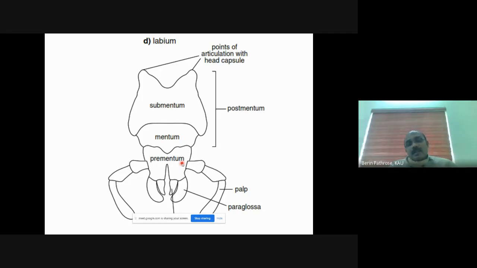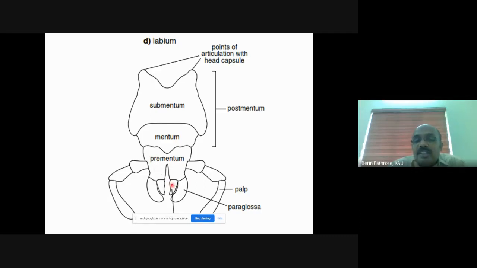But in labium, there is a slight difference. The postmentum is further divided into basal submentum and distal mentum. So, just like cardo, we have postmentum, but it is further divided in labium into submentum and mentum. Submentum is in the basal part and mentum is in the distal region. And the distal end of the labium is having prementum. This is similar to stipes.